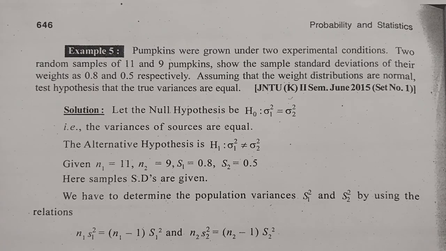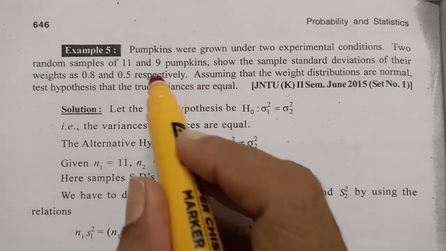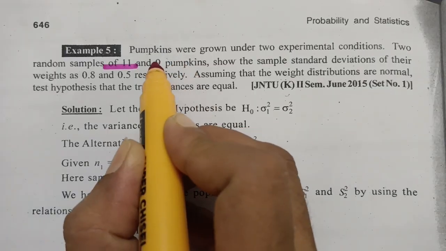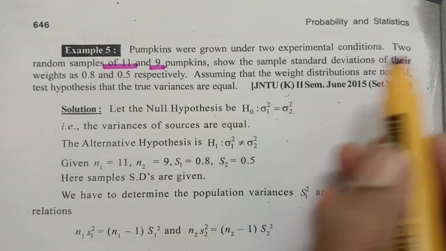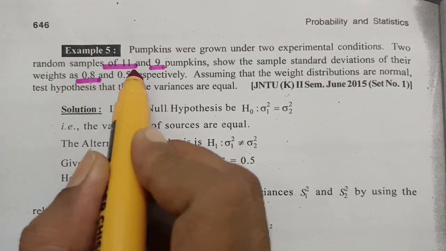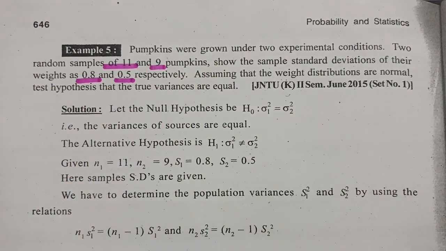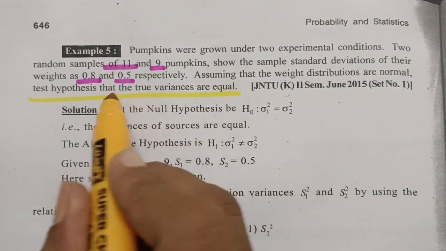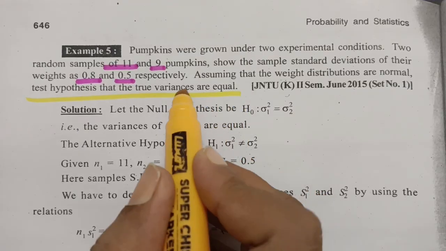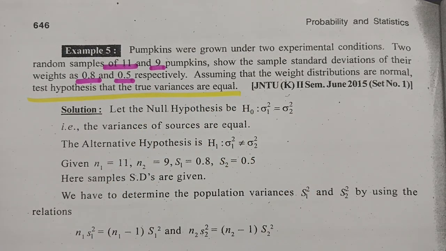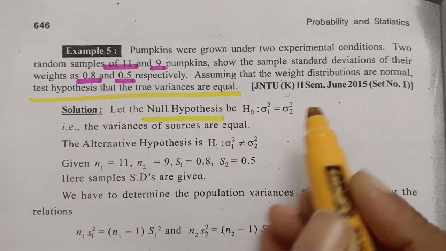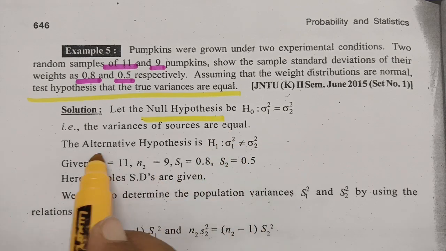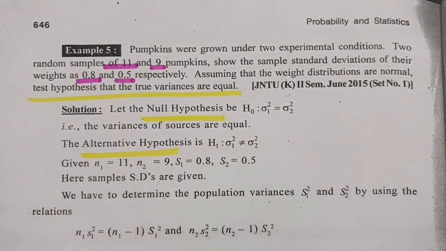Next, coming to the fifth example here, pumpkins were grown under two experimental conditions. Two random samples of 11 and 9 pumpkins show sample standard deviations of their weights as 0.8 and 0.5 respectively. Assuming that the weights are normally distributed, test the hypothesis that the two variances are equal. Talking about variance, we have to go with the F test. As usual, the null hypothesis is sigma 1 square equals sigma 2 square, the variances of the sources are equal, and the alternate hypothesis is sigma 1 square not equal to sigma 2 square.